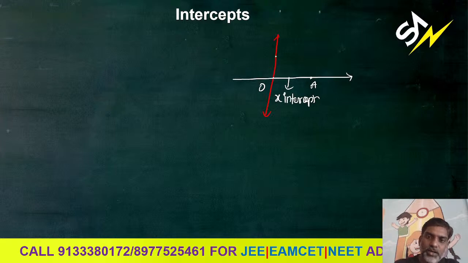And on the y-axis, suppose we take a point B. Then the distance from O to B is called the y-intercept.